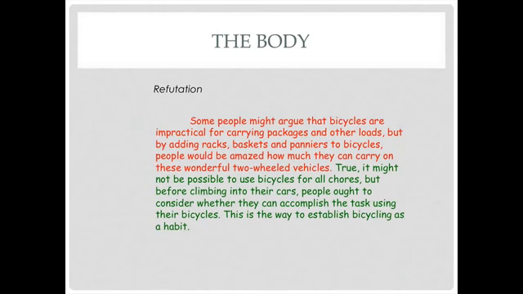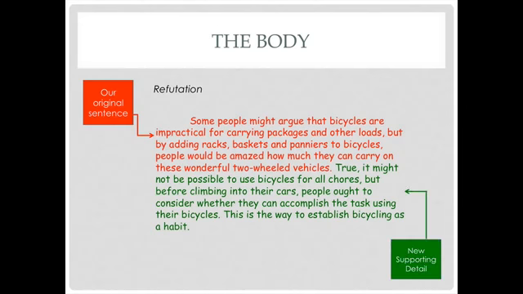As you may remember, the refutation is an acknowledgement that not everybody feels the way I do, that there is another side to the question. So what you do is you state your opponent's argument and then you knock it down. So the original sentence, some people might argue that bicycles are impractical for carrying packages and other loads, but by adding racks, baskets, and panniers to bikes, people would be amazed how much they can carry on these wonderful two-wheeled vehicles. And then I expand, perhaps a little more.